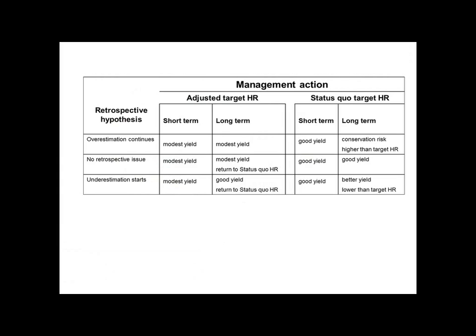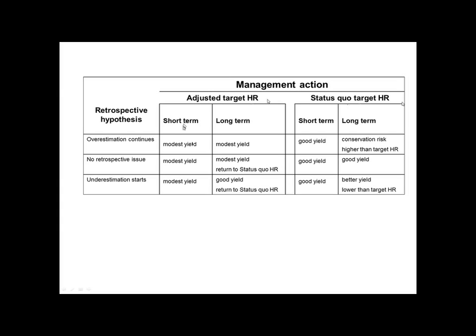I think Bruce covered some of this in his presentation. This is not a decision table, but a contingency table, because we don't know what is going to happen. It goes back to the earlier question: what happens next? What is going to happen next year? Are we going to continue to have a retrospective pattern in the same direction or not? These are two potential management actions.